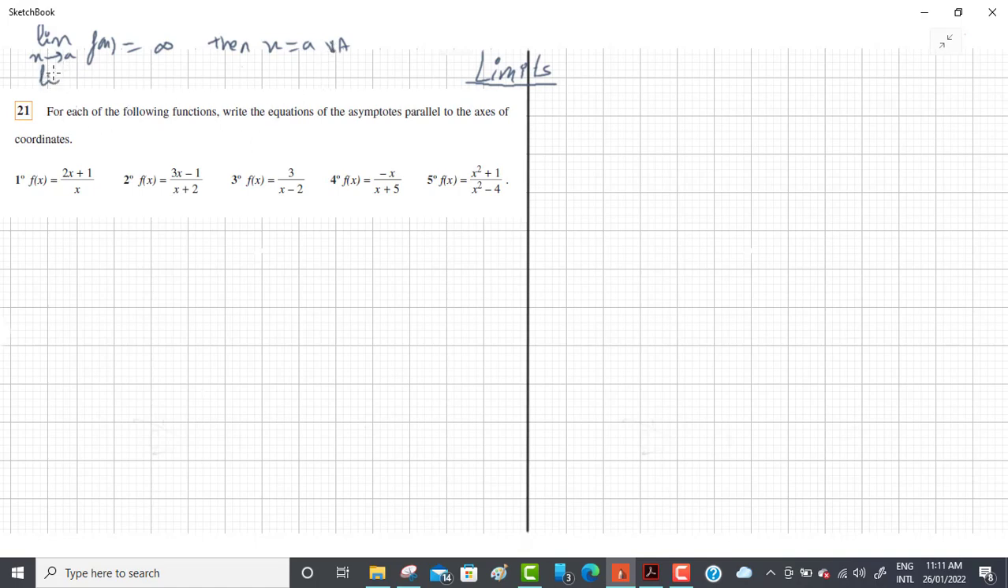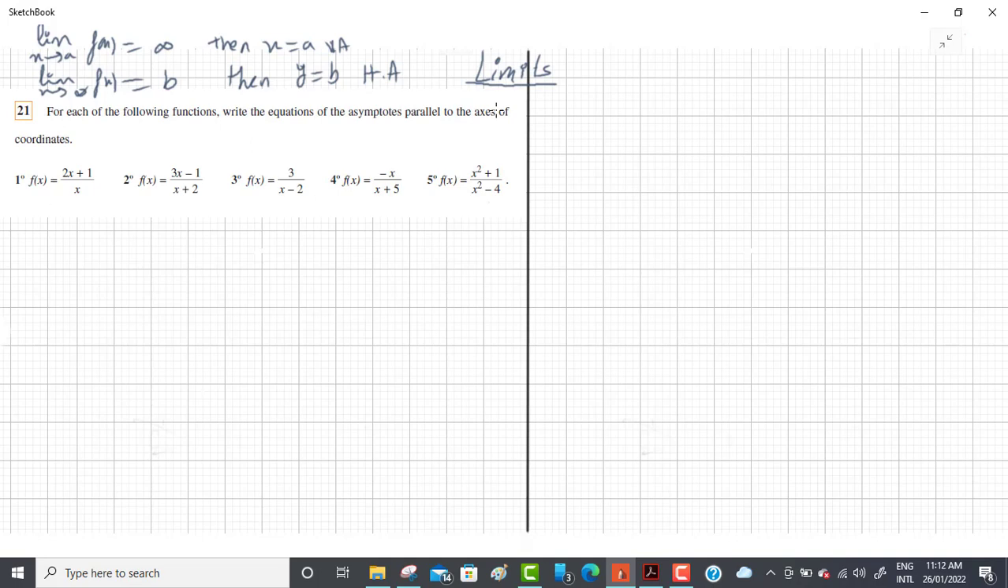And if the limit as x tends to infinity of a function equals a number b, then y equals b is a horizontal asymptote. If the limit as x tends to infinity equals infinity, it might be an oblique asymptote. We didn't explain it yet. And if the limit as x tends to a number equals a number, we have something that we call a limit point. We don't have an asymptote.